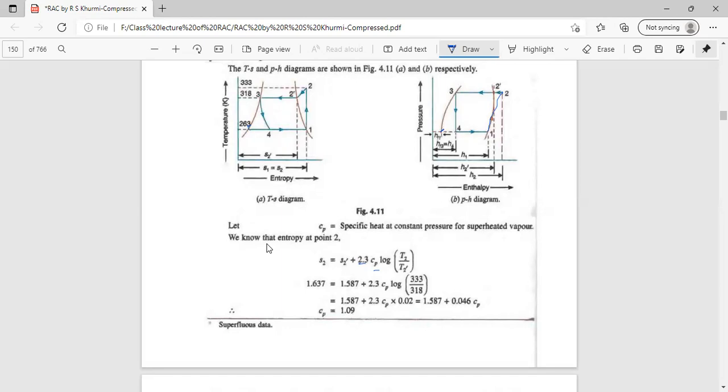So if you put the value of S2 and S2 dash and put the value 2.3 as mass into Cp, that into log 333 divided by 318, which is given as 1.587 divided by 2.3 into Cp, 2.3 Cp multiplied by 1.02. So 1.587 per 4.06 Cp. That's Cp, the coefficient of specific heat at constant pressure, is equal to 1.09 itself.